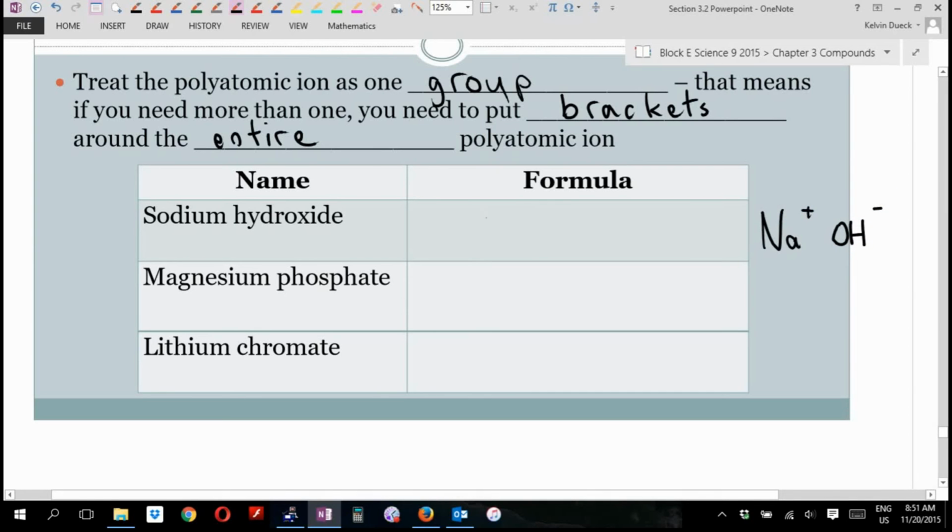What's the charge on hydroxide? Now when I crisscross, that one's going to work out real nice. The formula is just going to be one of those, one of those. If there's only one, do I need to put the ones as subscripts? No, okay.